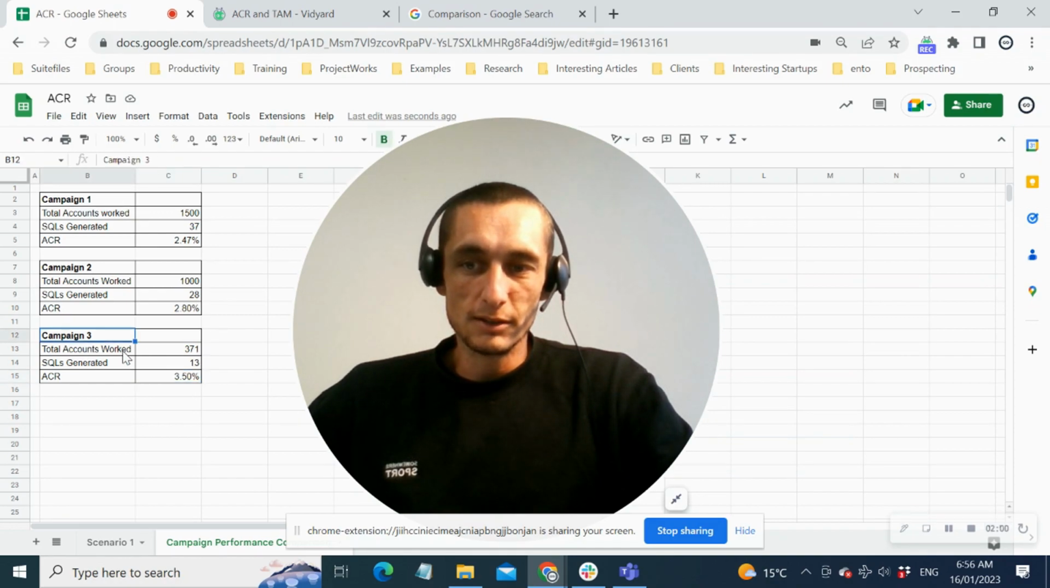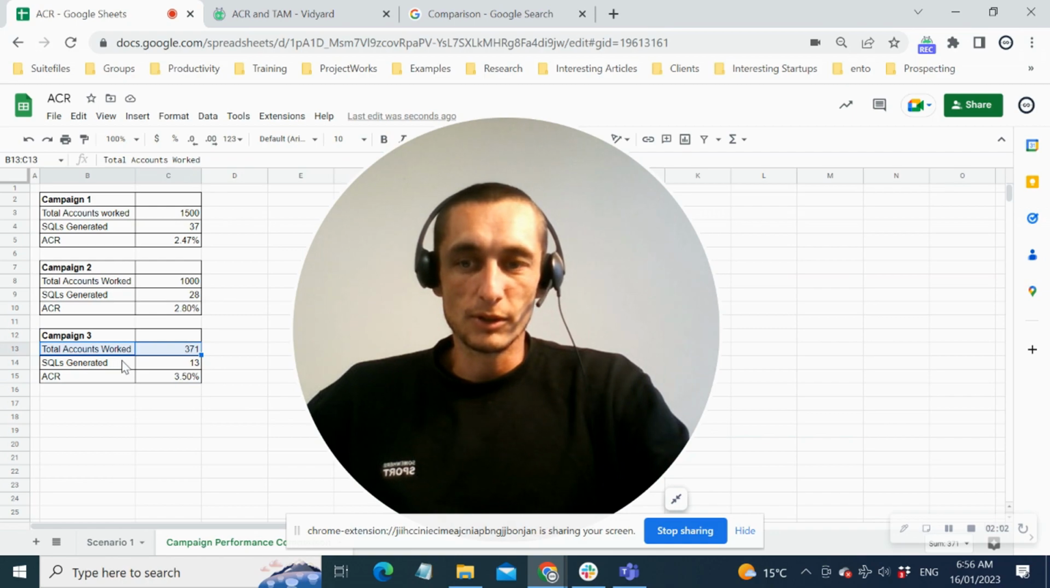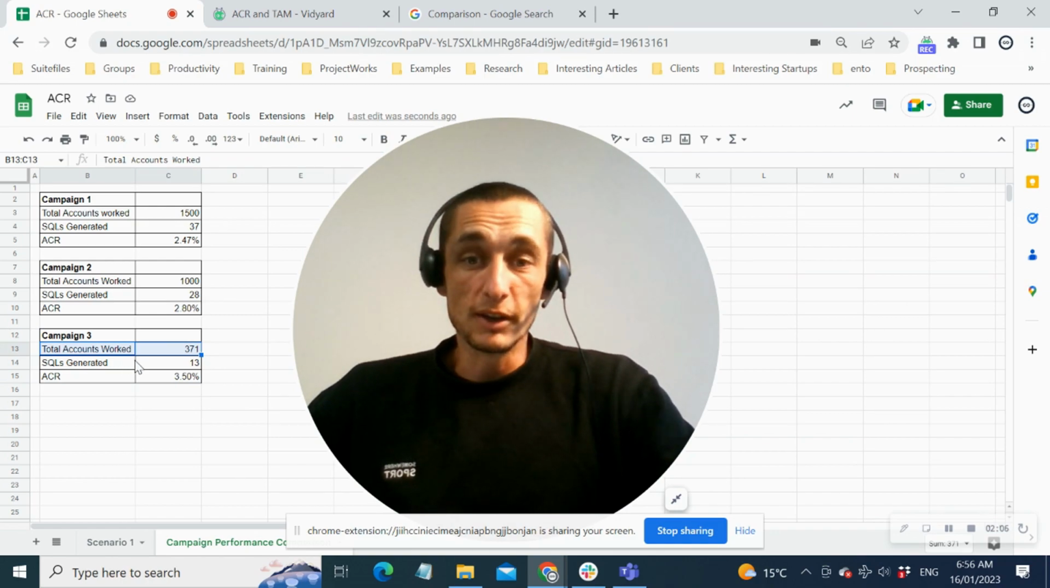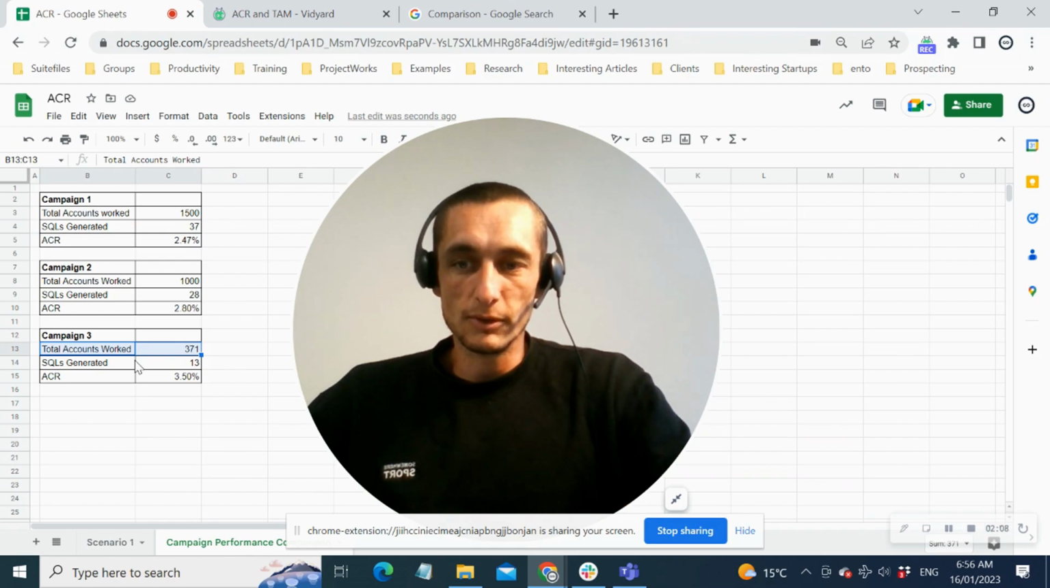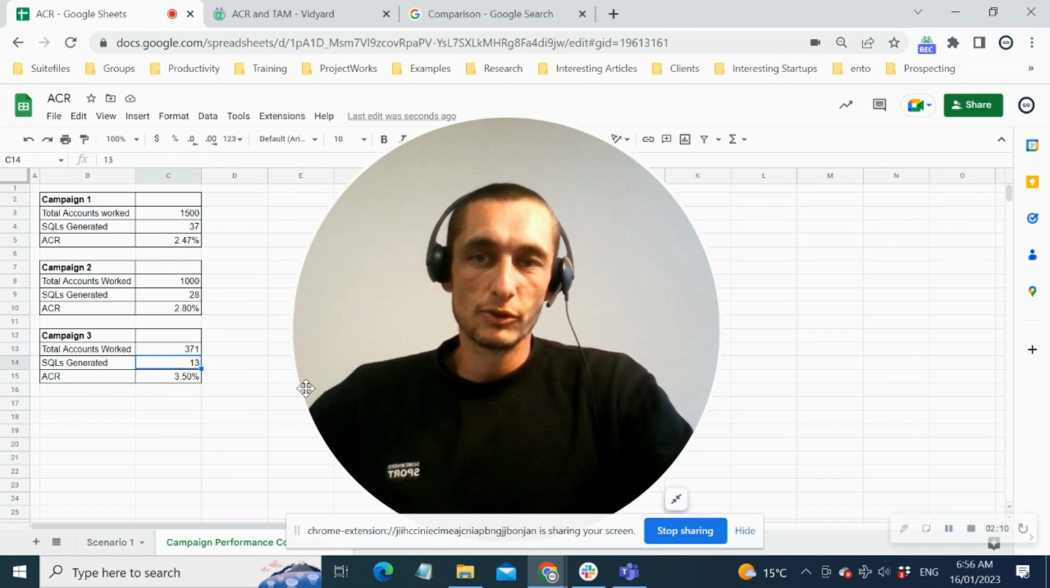Because there could be something that we could do here to increase the number of accounts that we work in this, whether it's scraping more data, whether it's doing other things in order to drive more accounts into the top of the funnel that we can then convert into SQLs at the bottom of the funnel. The second reason that ACR is important is because it helps us to understand how far we can actually push outbound, right? How far can we scale this outbound engine?